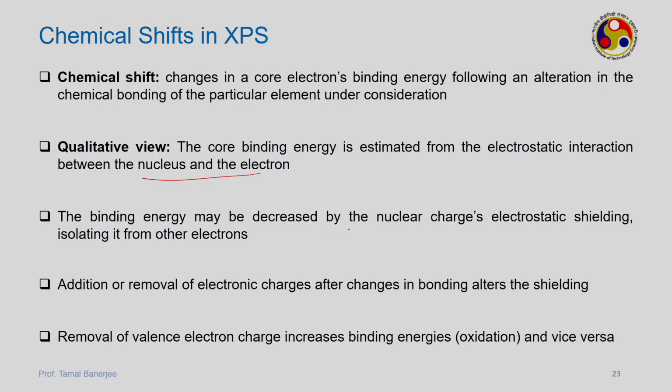The binding energy may be decreased by the nuclear charge electrostatic shielding, isolating it from other electrons. Addition or removal of electronic charge after changes in bonding alters the shielding. Removal of valence electron charge increases binding energies and vice versa. If you extract an electron, the binding energy will obviously increase, so the remaining electron is held more tightly by the nucleus.